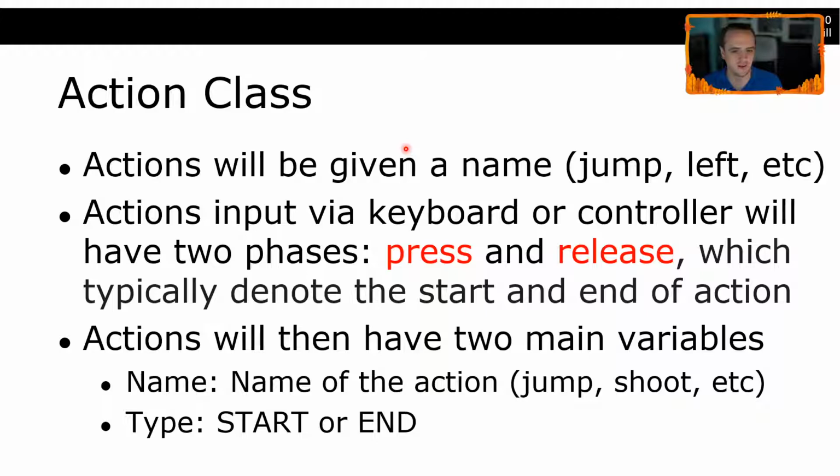And so actions will then have two main variables. So they'll have the name. So this is the name of the action. So jump or shoot, etc. And then the type of action. So maybe I should change that to phase, but for now it's type. And so this is start or end.